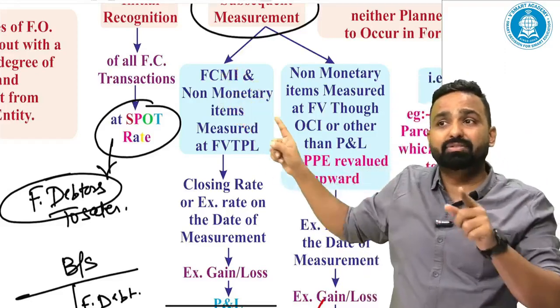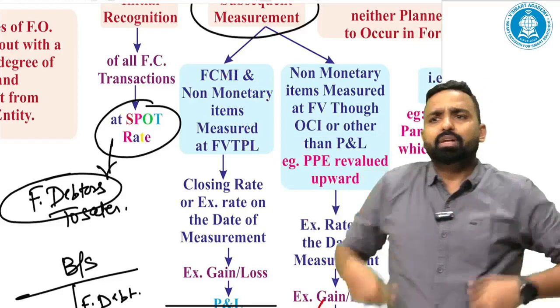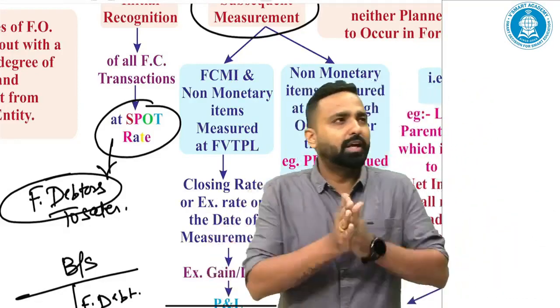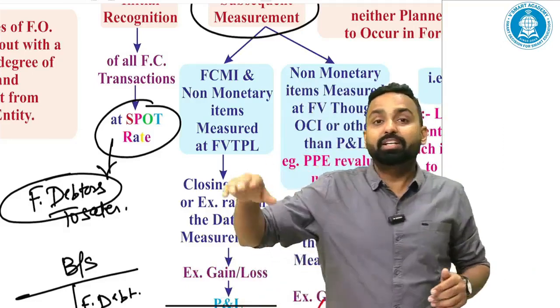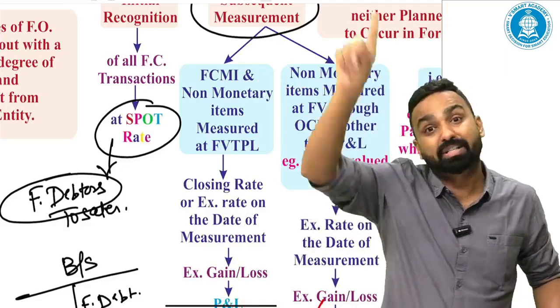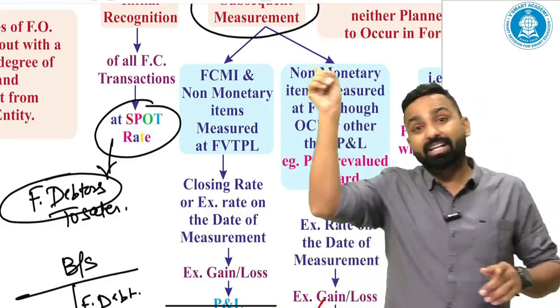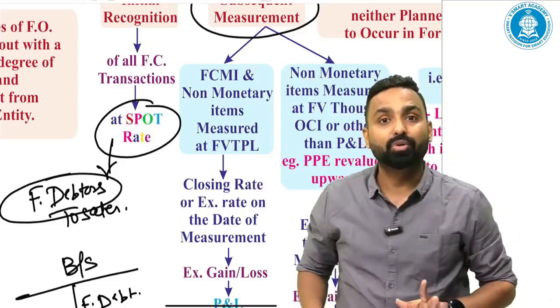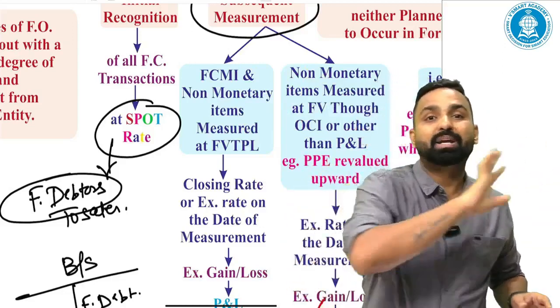And second, non-monetary items which are measured at fair value. Are there any non-monetary items which you measure at fair value? Like, suppose, investment in equity shares. There's an option to measure the investment in equity shares at fair value as per Ind AS 109. If you remember, Ind AS 109 on financial instruments says that if you have investment in equity shares, you can measure them at fair value, and the fair value gain will be transferred to P&L.